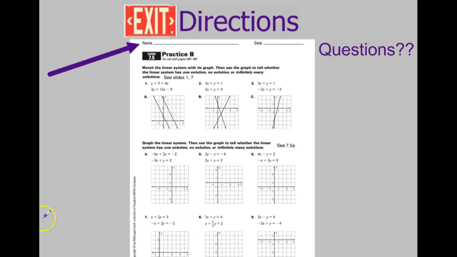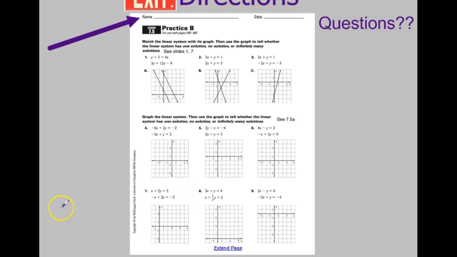Alright, your homework is a worksheet. So go ahead and get started. These first three are matching, so be careful. These ones, you get to solve for y and graph them. If you want to solve for y on a separate sheet of paper, that's fine. And then tell me how many solutions there are.